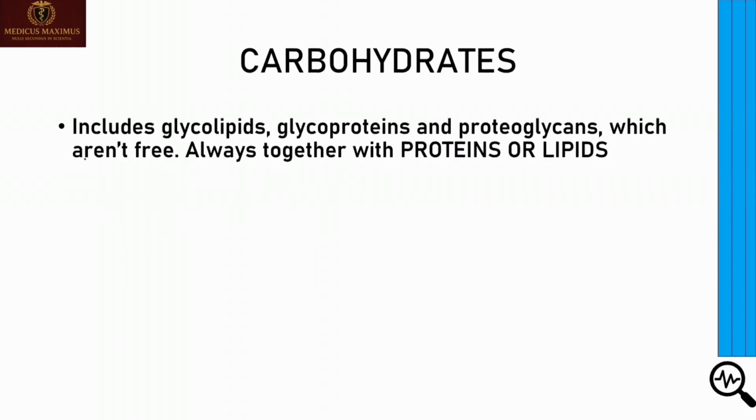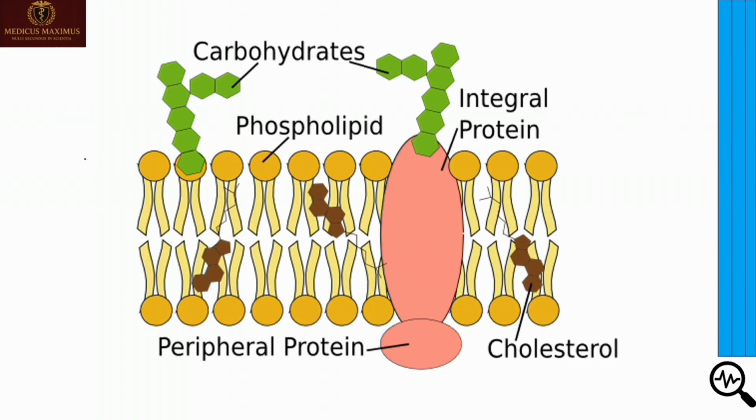Carbohydrates in the membrane. Carbohydrates form only about 3% of the membrane but play vital roles. They're never free-floating, always attached to lipids, forming glycolipids, or proteins, forming glycoproteins. Together, these form the glycocalyx, a carbohydrate-rich coating that acts like the cell's ID card. It helps cells recognize each other, communicate, and even protect against mechanical and chemical damage.